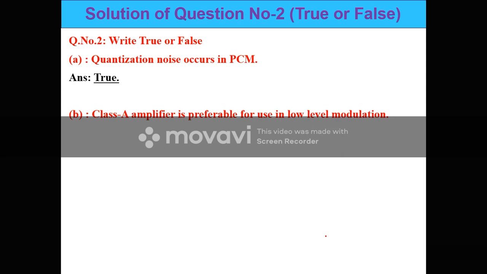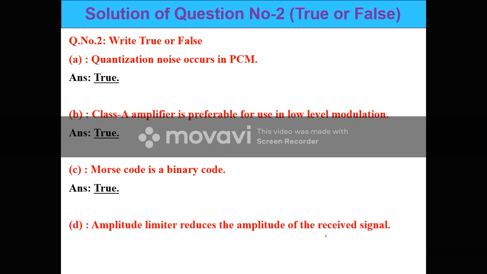Class A amplifier is preferable for use in low level modulations. So this is also true, because yes, a class A amplifier is preferable for use in low level modulations. Next is Morse code is a binary code. So this is also true. Yes, Morse code is also a binary code.